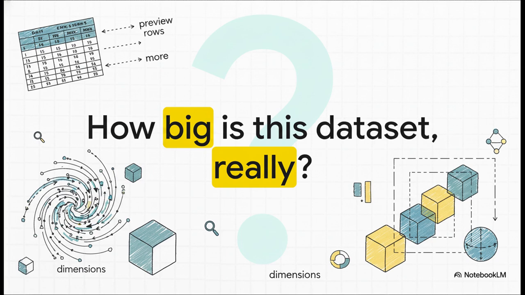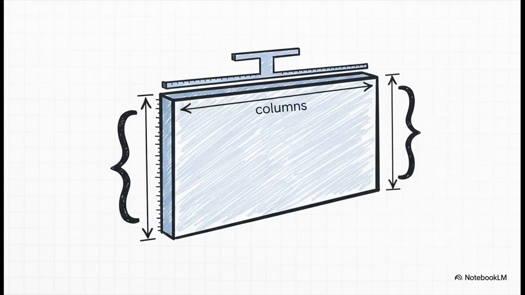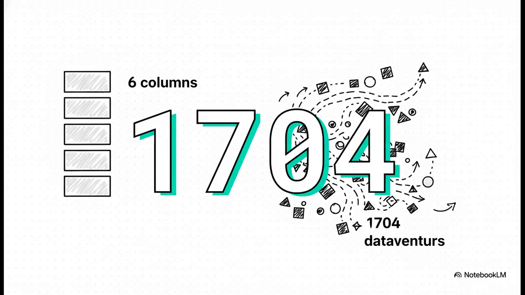Okay, so a 5-row preview is cool, but that's just the tip of the iceberg. We know there's more data than that. So how big is this thing, really? For that, there's another super easy command, df.shape. This doesn't actually show us the data itself. Instead, it just tells us its shape, its dimensions. It's going to tell us exactly how many rows and how many columns we're dealing with. And when we run that, we get our answer. 1,704 rows and 6 columns. There they are. Those are the 1,704 data points we were talking about at the very beginning. Now we know exactly the scale of the adventure we're on.